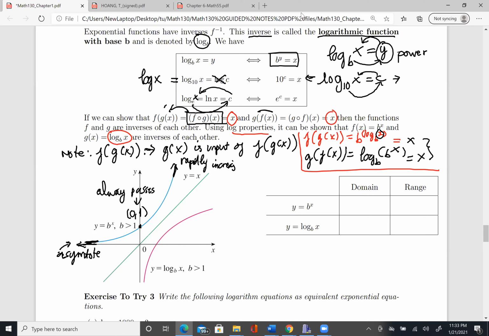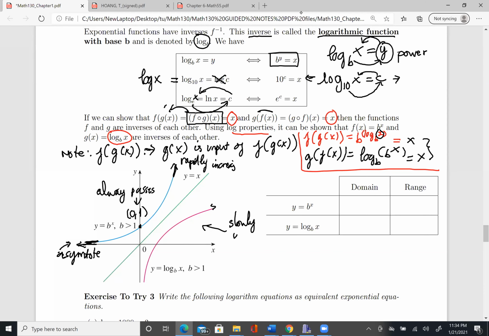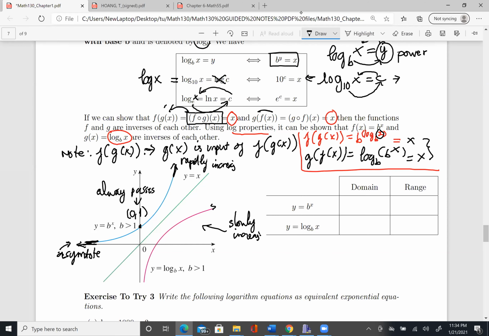What else? Slowly increasing for this graph, you see that? Because it's just increasing, but it goes slowly, not going upward like the exponential one. So I would say this is slowly increasing. It's like the opposite, the inverse of it.